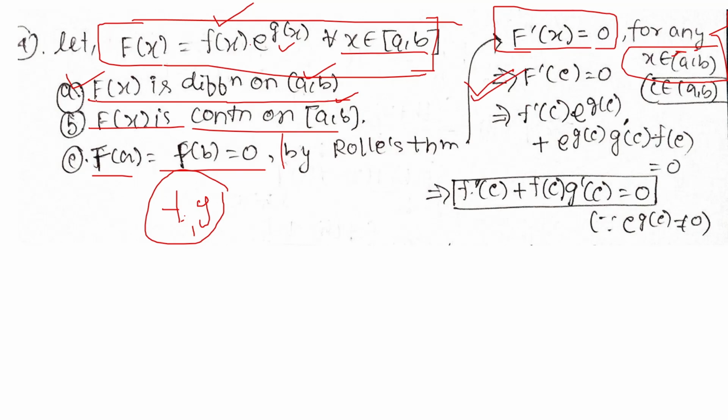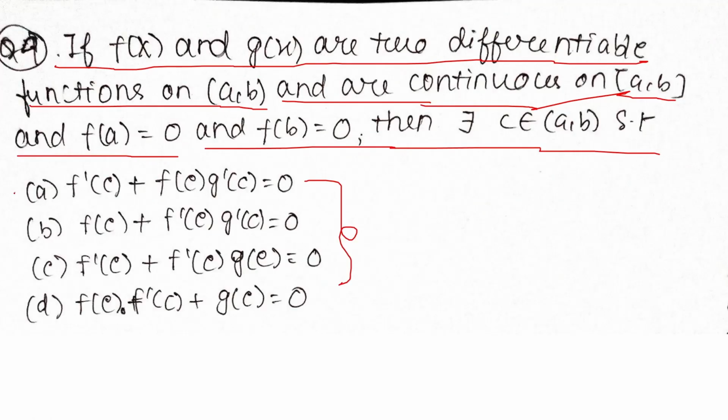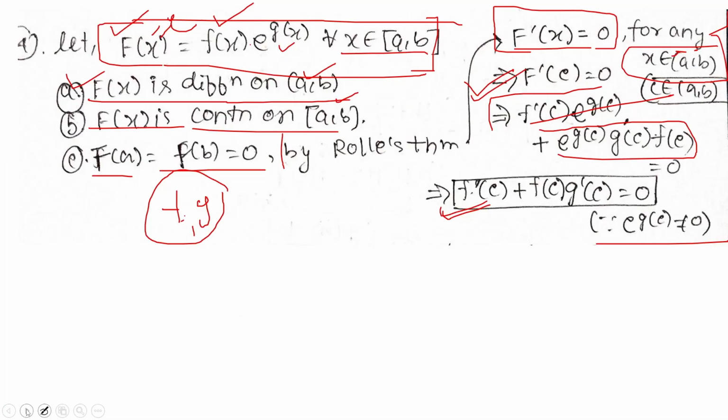So by putting x equal to c in f dash x, we get this term. Since e to the power g(c) cannot take the value 0, definitely it will have this kind of relation. So this relation is option A, the correct answer. So let's go to the next question.